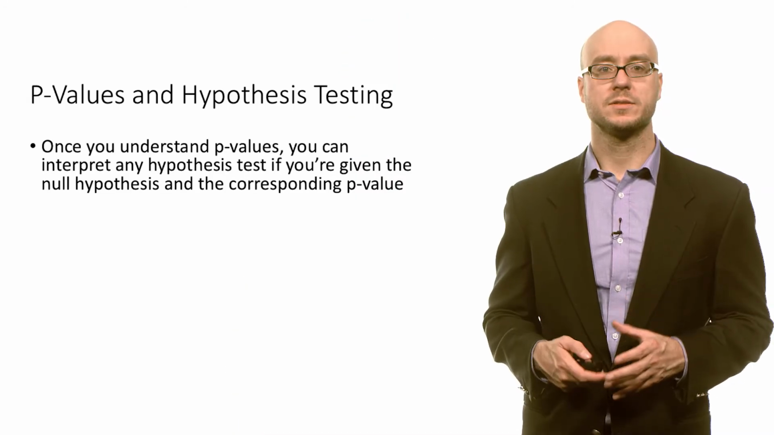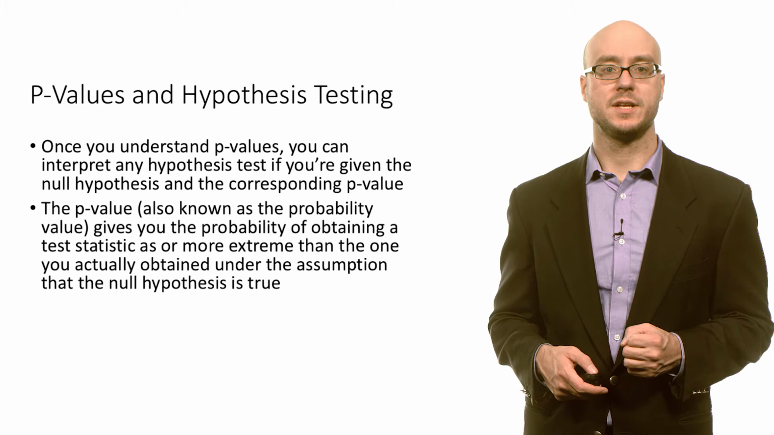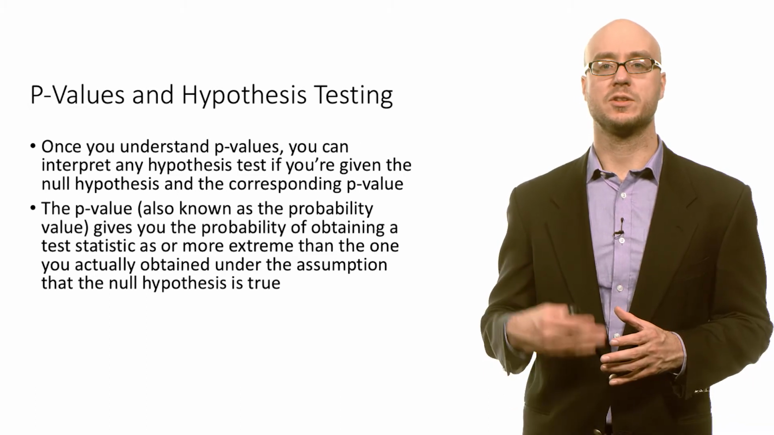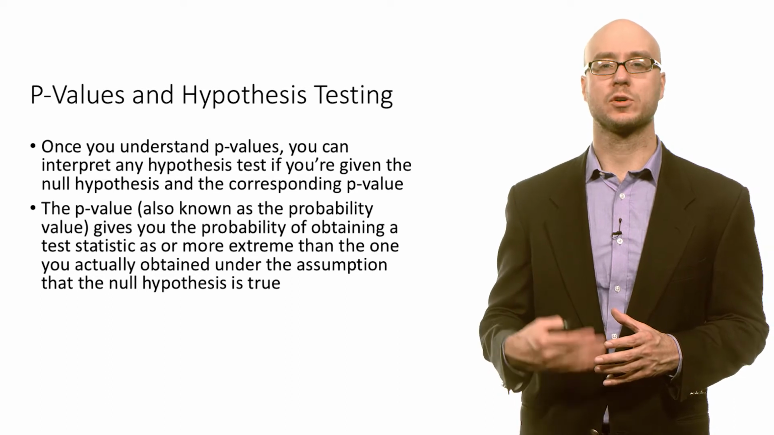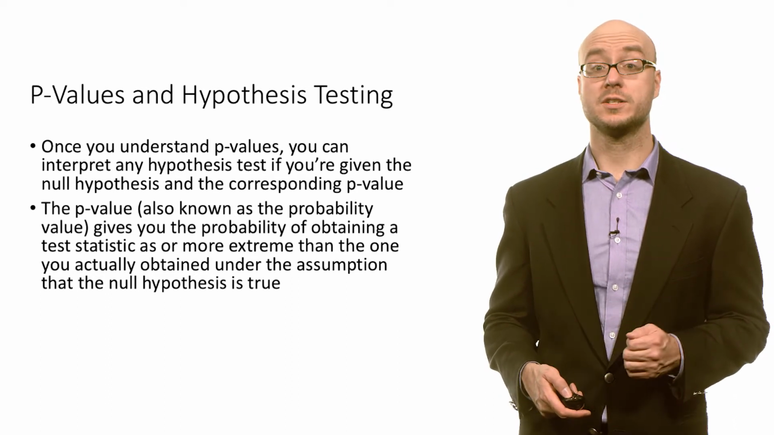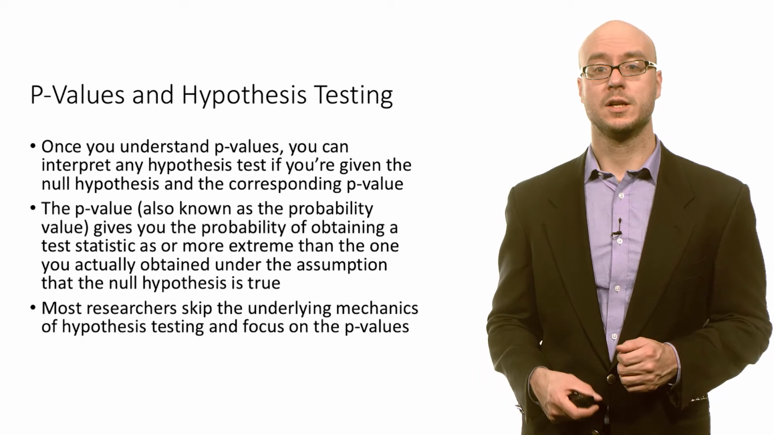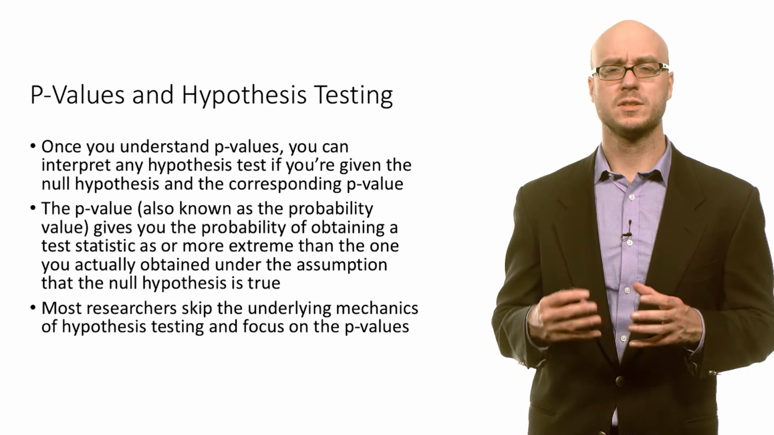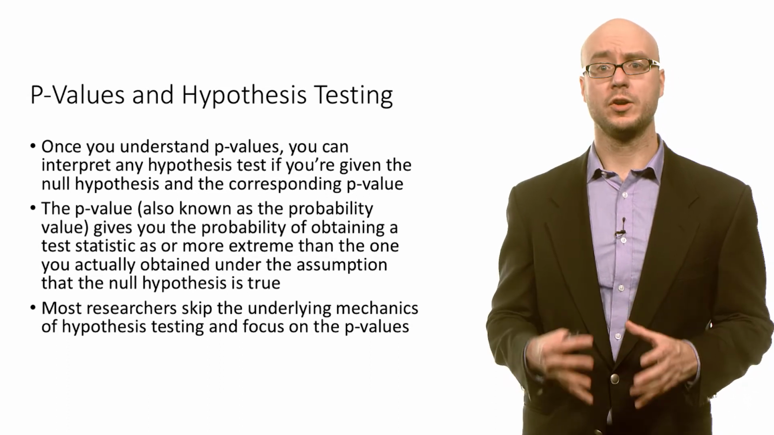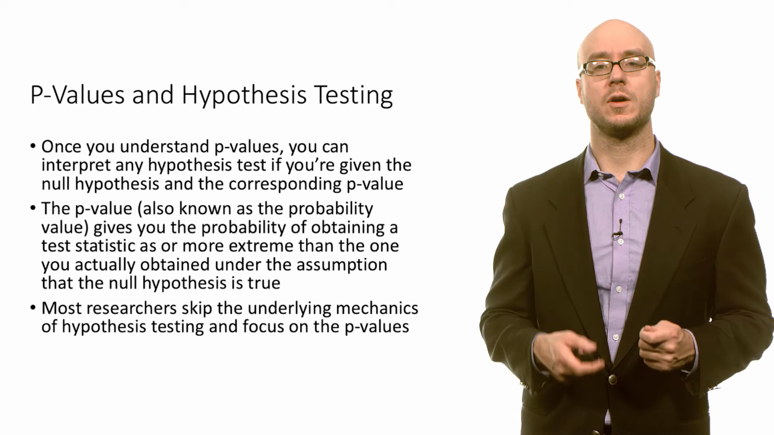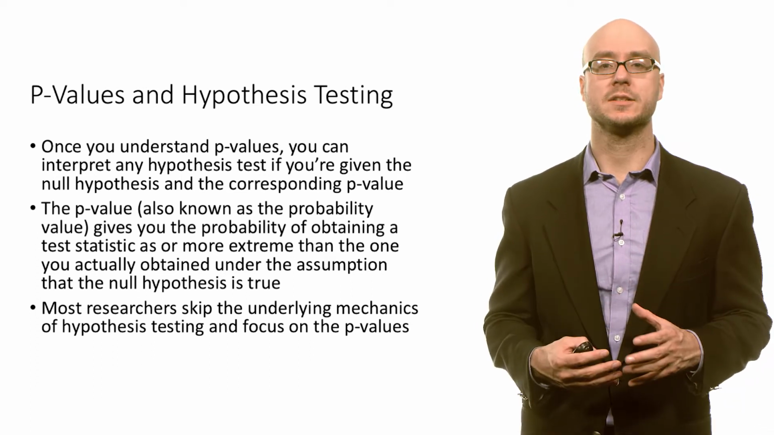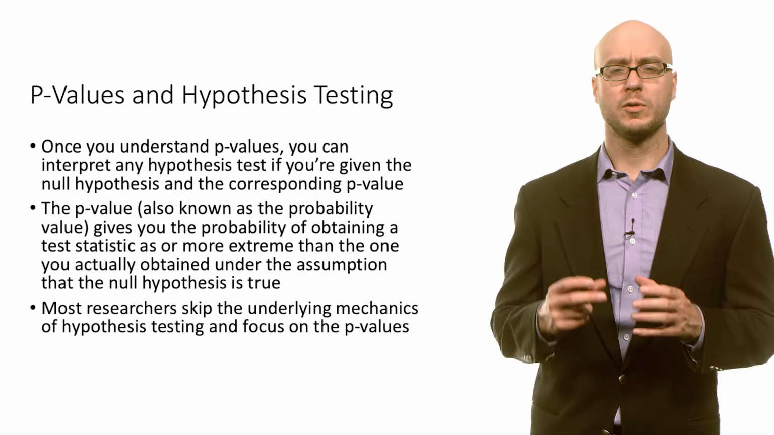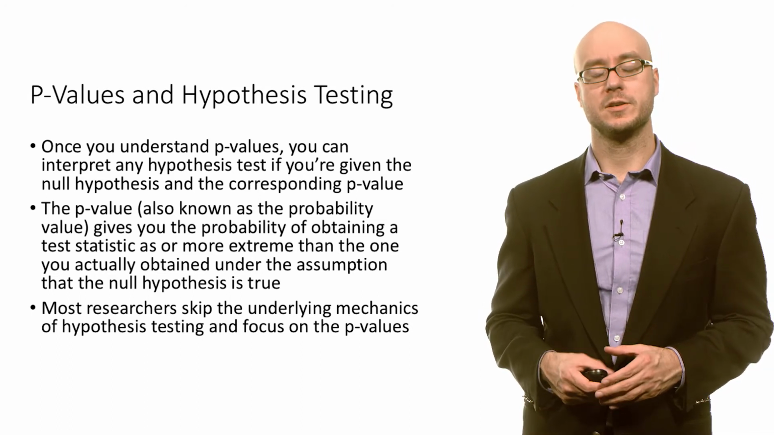Once you understand p-values, the idea is you can interpret any hypothesis test if you're given the null and the corresponding p-value. And again, the p-value just tells you the probability of obtaining a test statistic as or more extreme than the one you actually obtained under the assumption that the null hypothesis is true. Really, and I would say most researchers skip the underlying mechanics of hypothesis testing and focus on the p-values. We do want you to focus and understand what's going on with hypothesis testing and the idea behind test statistics. But in some instances, particularly when we work with the t-distribution, we will focus a little bit more on understanding p-values.